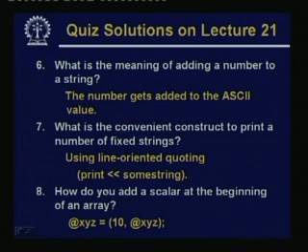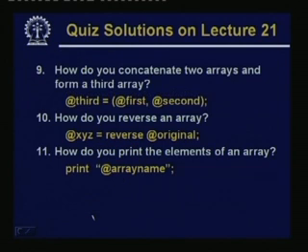This we had mentioned. How do we add a scalar at the beginning of an array? By constructing a list with the scalar to be added at the beginning, followed by the array. If you assign it to the same array x y z, this 10 will get added at the beginning. How do you concatenate two arrays and form a third array? Simple, form a list with these two arrays and assign it to a third array. How do you reverse an array? Just give reverse of an array and assign it to something else.